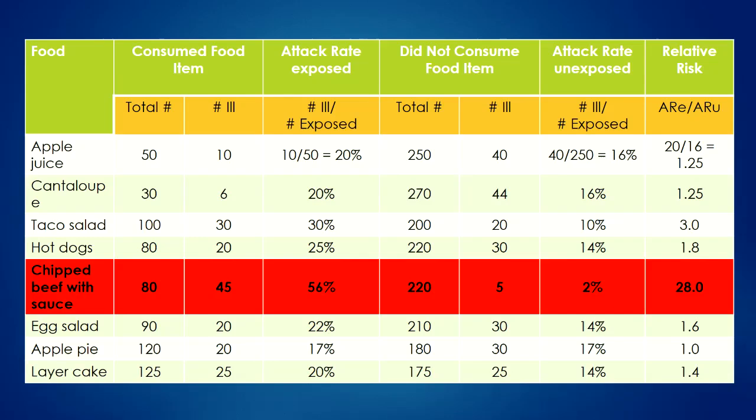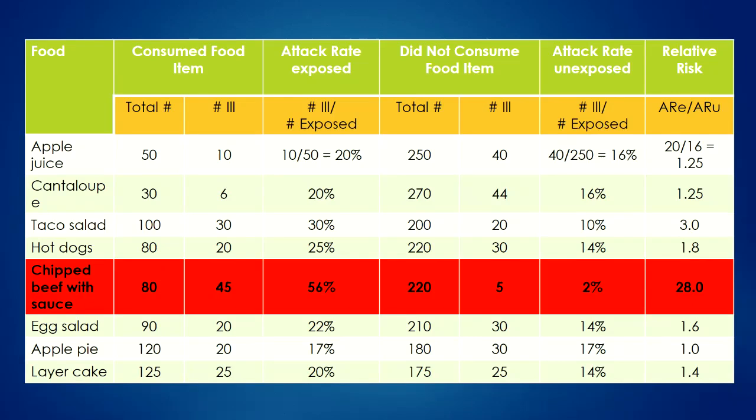And then we just calculate a relative risk. That's just the attack rate in the exposed group divided by the attack rate in the unexposed group. Here that's 20% over 16%, and we get a relative risk of 1.25. So that means that people who drank apple juice are 1.25 times more likely, or 25% more likely, to have become sick compared to people who didn't drink apple juice.